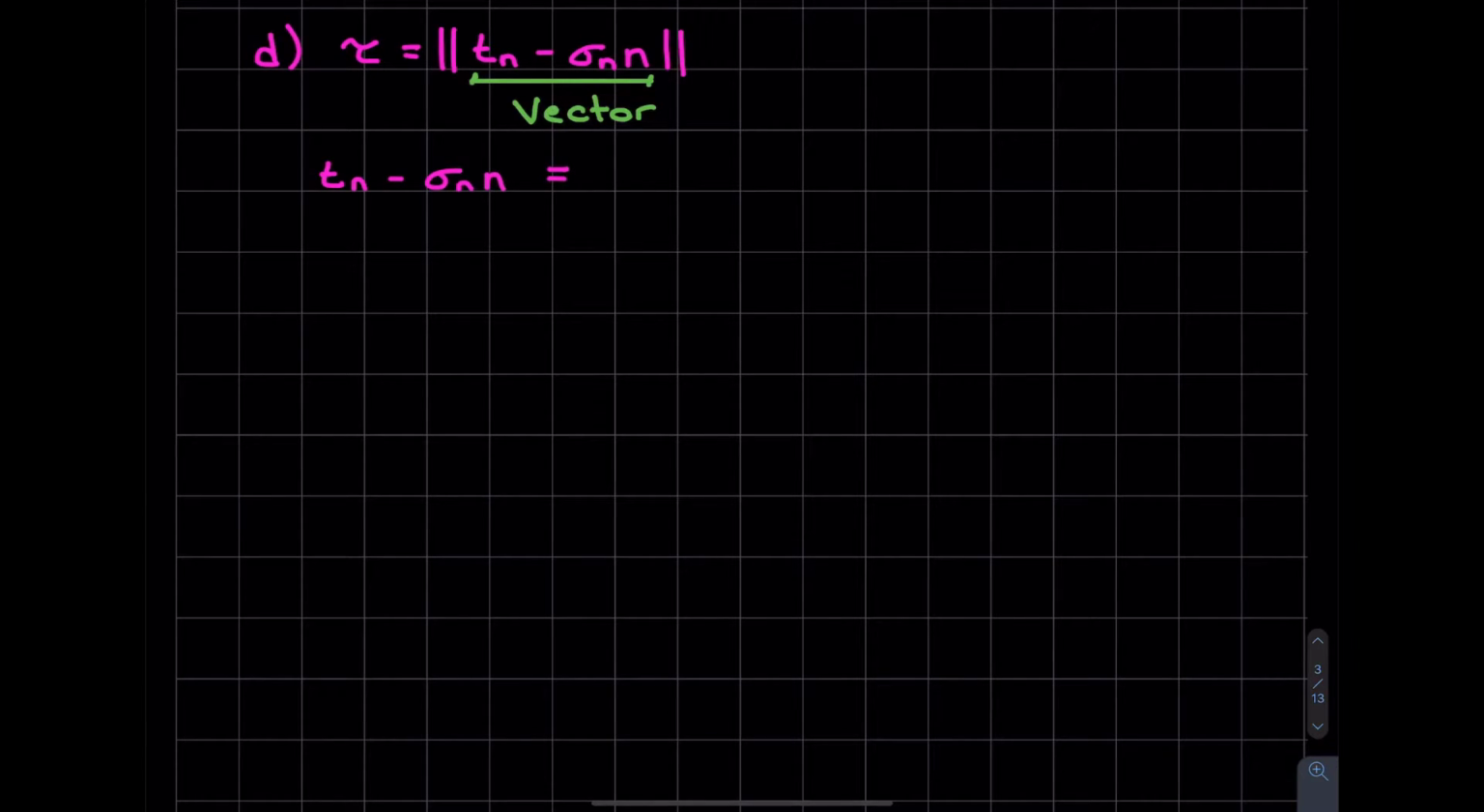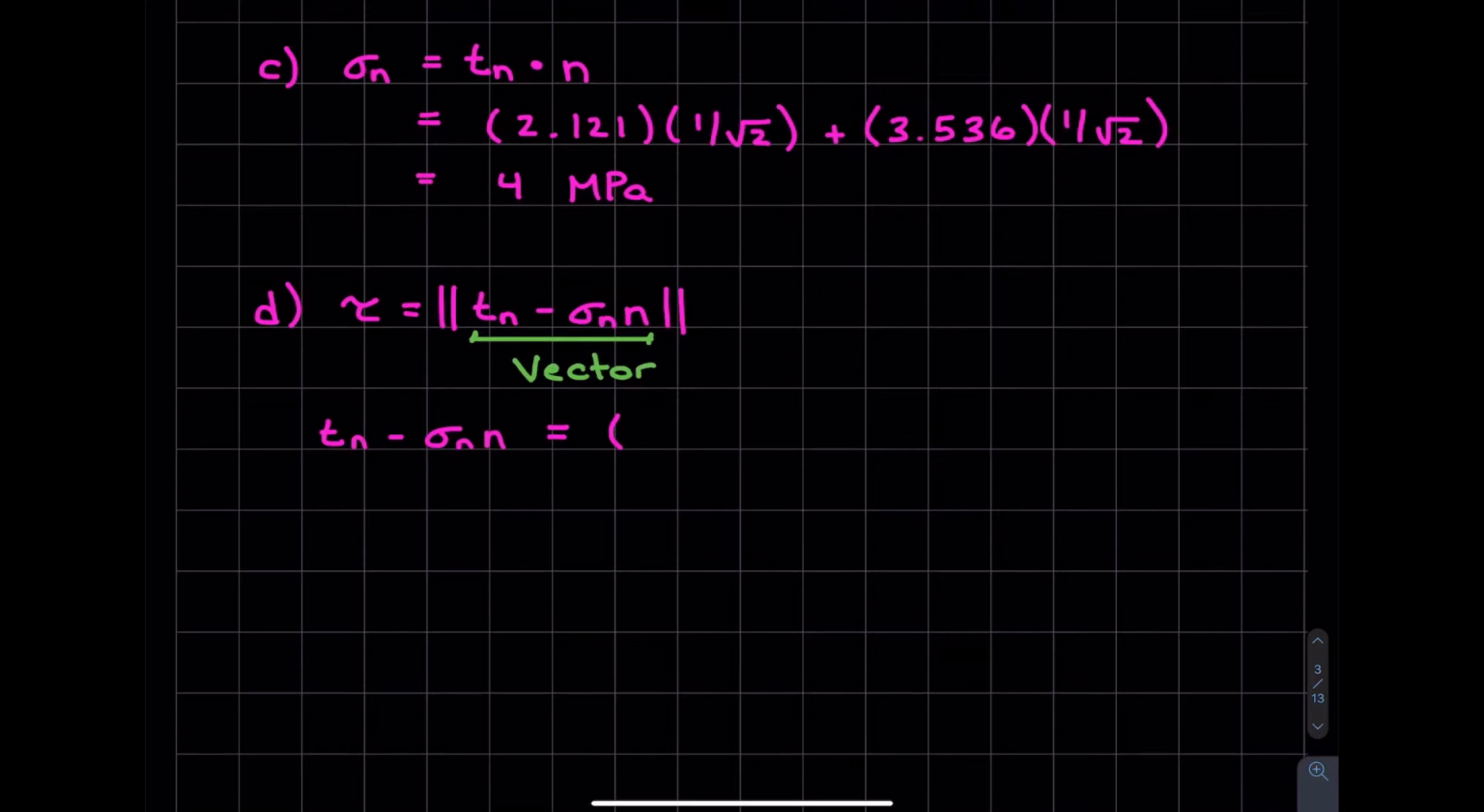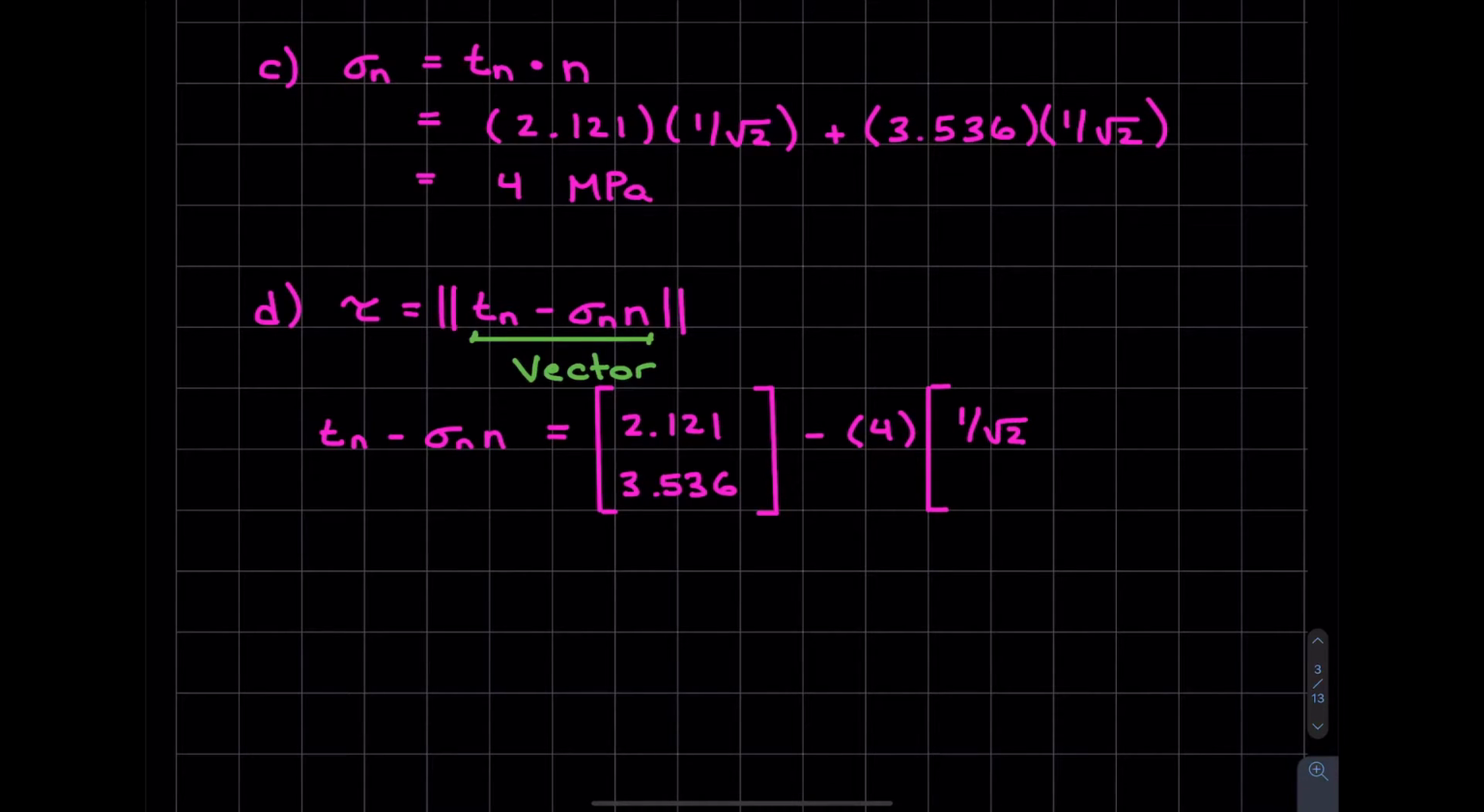equal to. Well, we know Tn, now let's come down here. Actually, let's do a vertical just to save some room. We know that Tn is equal to 2.121, and then the second component is 3.536. We solved for this in part B, so we already know what Tn is. Then we're subtracting sigma n times n. So this will be minus sigma n, which is just a scalar value, just 4. And then we multiply this into the matrix of n, which we remember is 1 over root 2, and then 1 over root 2. So just like that, we can end the brackets.